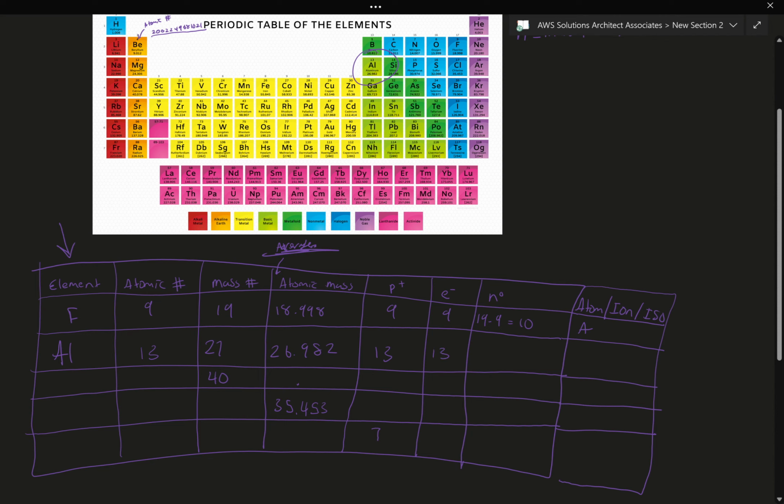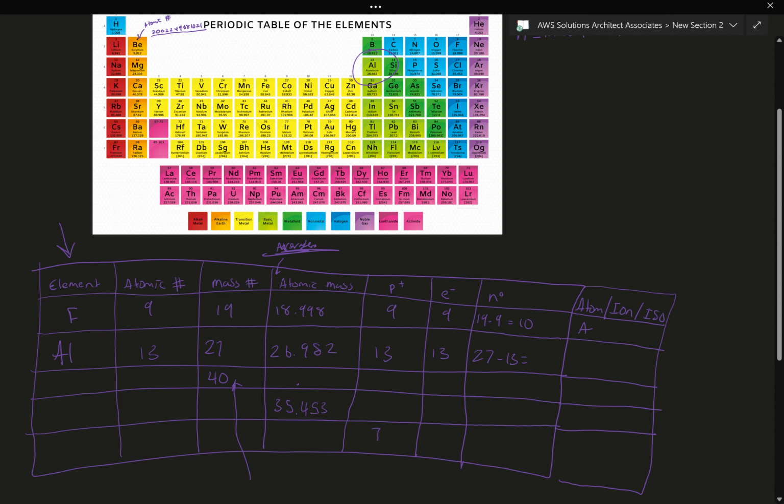Now, to get the neutrons, we are doing the mass number minus the atomic number. So this number minus this number. So we have 27 minus 13. I don't know what that is off the top of my head, but you figure it out and put the answer there, okay?